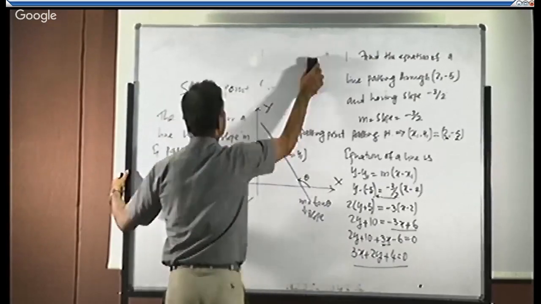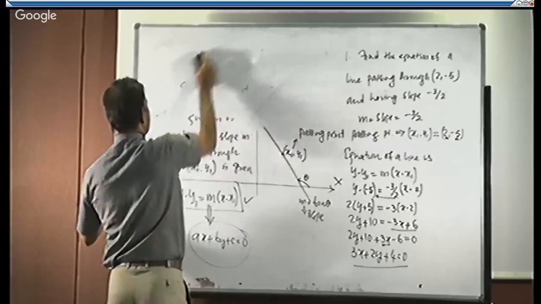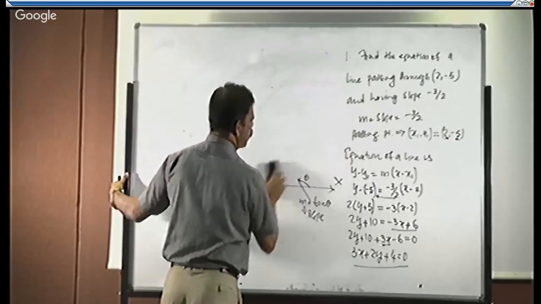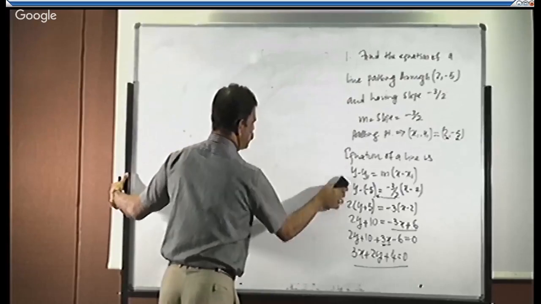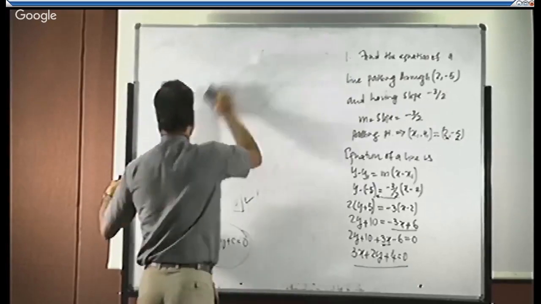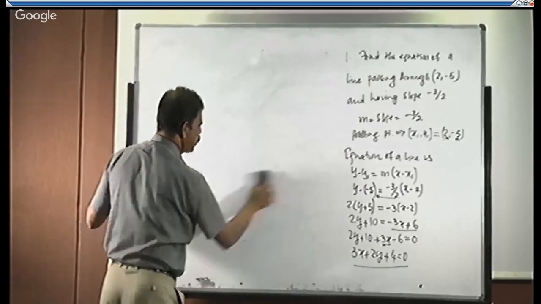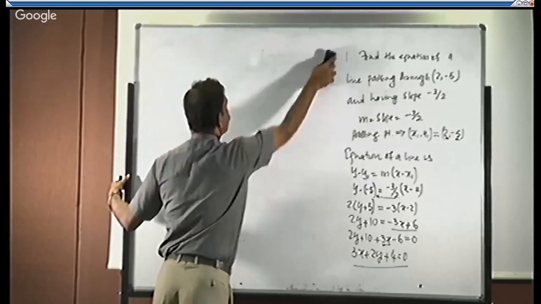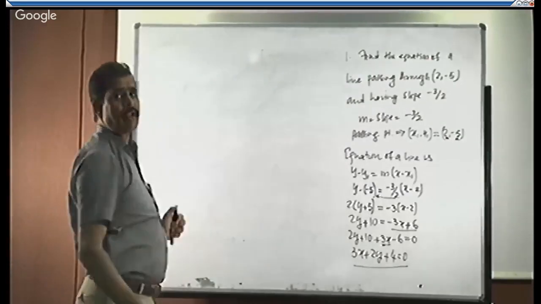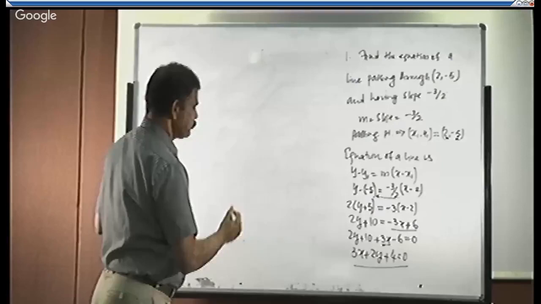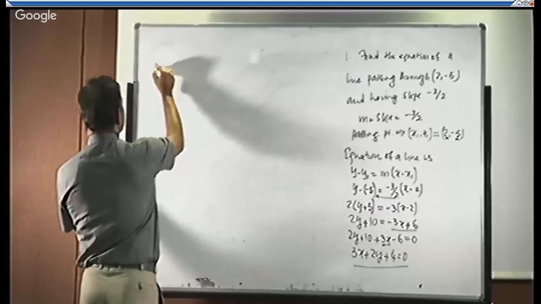So this is the direct question. They will be given the slope and a passing point, and with that we can write the equation. Sometimes they will be given a passing point and a condition. With the given condition, we need to get the slope of the required line. Okay. Next question.